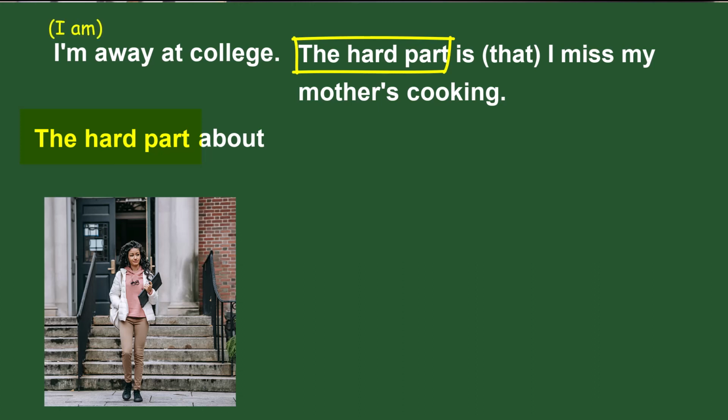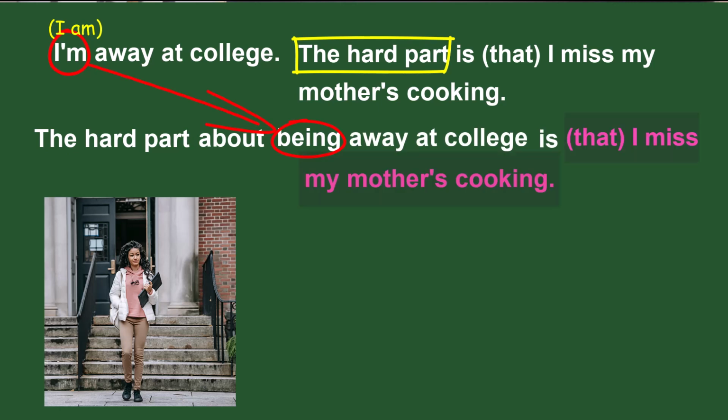We don't say the hard part about I am away at college. No, am is a verb of be. Okay, and we need to turn that into a gerund because it's coming after the preposition about. The hard part about being, so am turns into being. Being what? Away at college is, and then we have our noun clause, that I miss my mother's cooking.